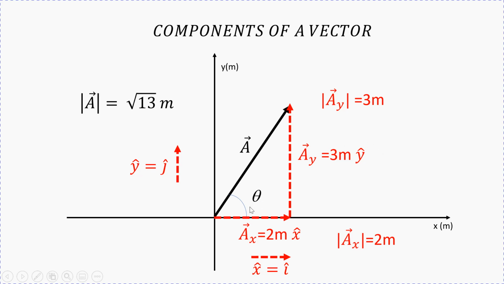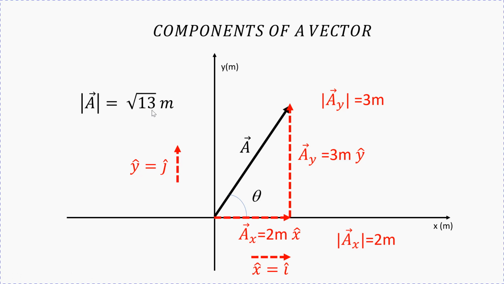Suppose I give you the lengths of the two components of this vector. If I want to find the length of vector A, all I have to do is use the Pythagorean theorem: 4 squared plus 3 squared, which is 13. Make sense? Okay?